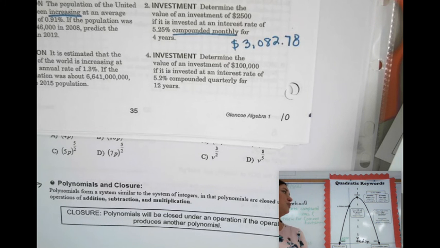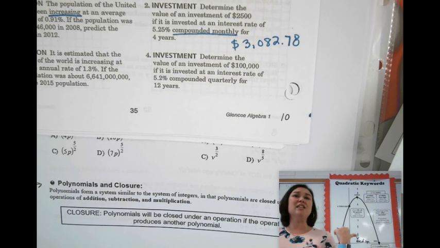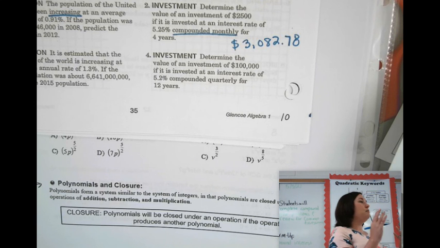Let's look at number 4, and we'll switch gears for today. Determine the value of an investment of $100,000 if it's invested at an interest rate of 5.2% compounded quarterly for 12 years. Now, this investment might be something like mutual funds, stock markets, or investing in a business. Like if somebody wants to open a business and you say, I'll give you this much money for a certain percent of your company. Y'all ever watch Shark Tank? That's what they do. They say, okay, I'll give you this much if you give me this much of your company. So that's kind of an investment it's talking about here.